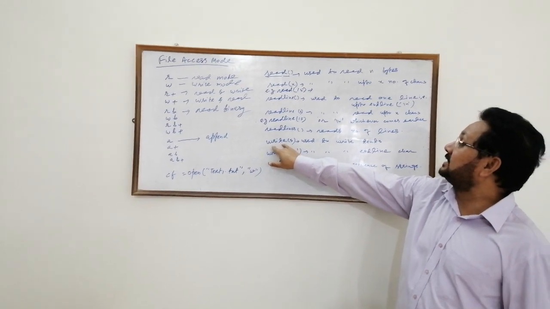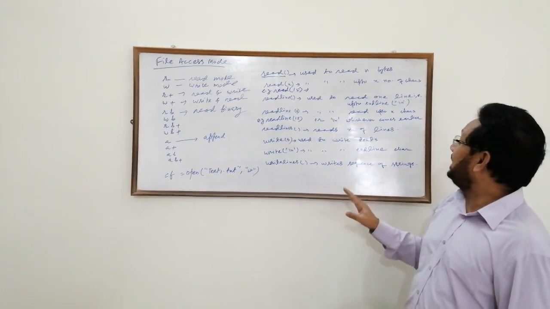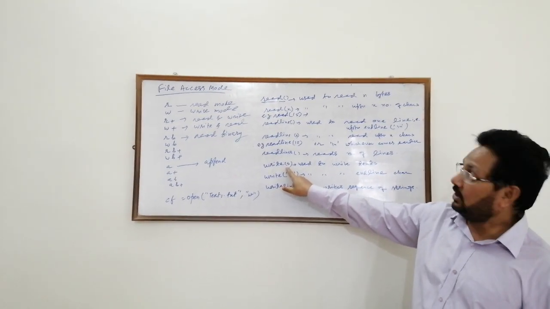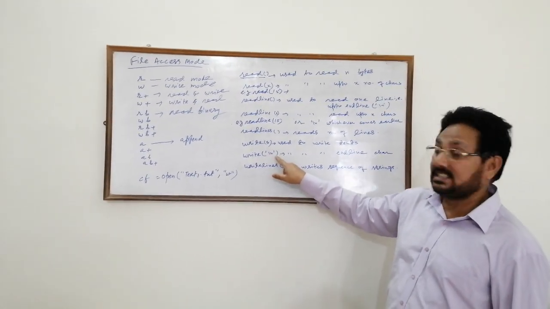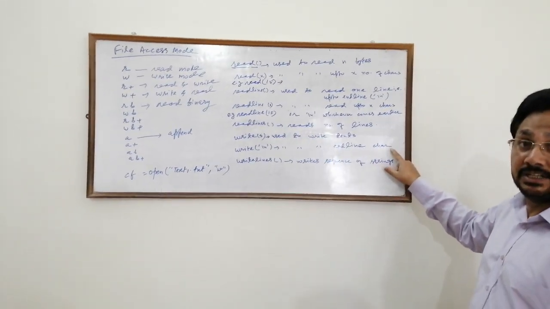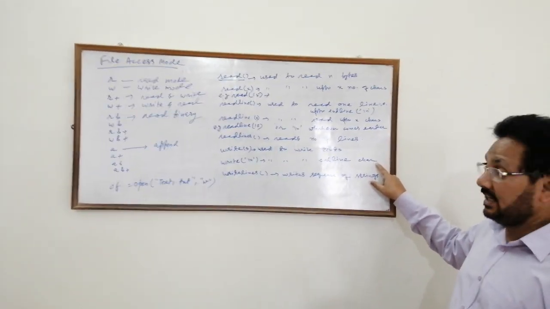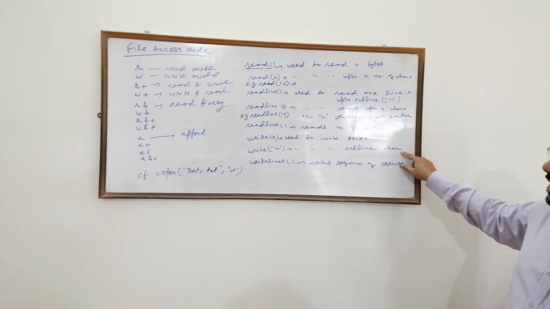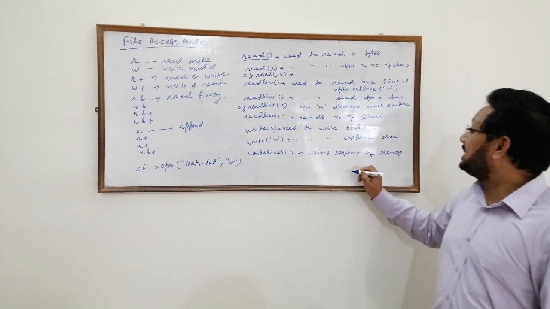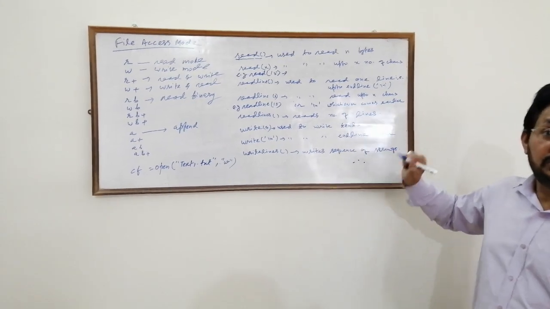Next is write. Write is used to write data or text. Here S is basically a string or a text. Write \n is used to write the end line character. That means the line completes there. Writelines is used to write a number of lines.